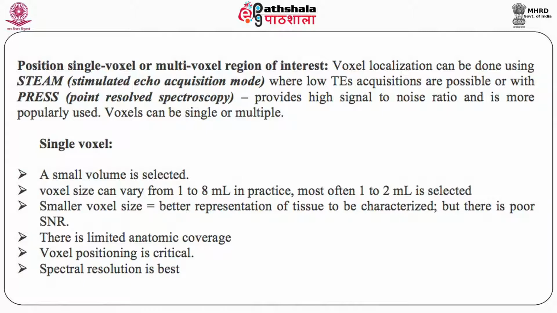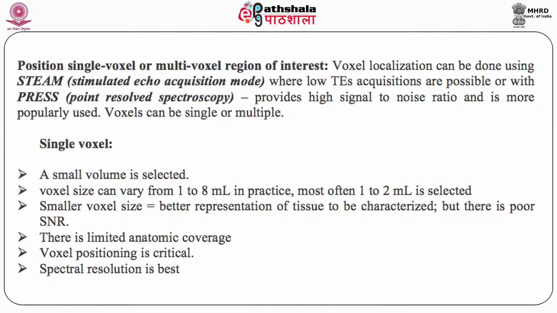Positioning a voxel, which can be a single or a multi-voxel region of interest. Voxel localization can be done using STEAM, stimulated echo acquisition mode, where low TE acquisitions are possible, or with PRESS, point resolved spectroscopy, which provides high signal to noise ratio and is more popularly used. Voxels can be single or multiple.